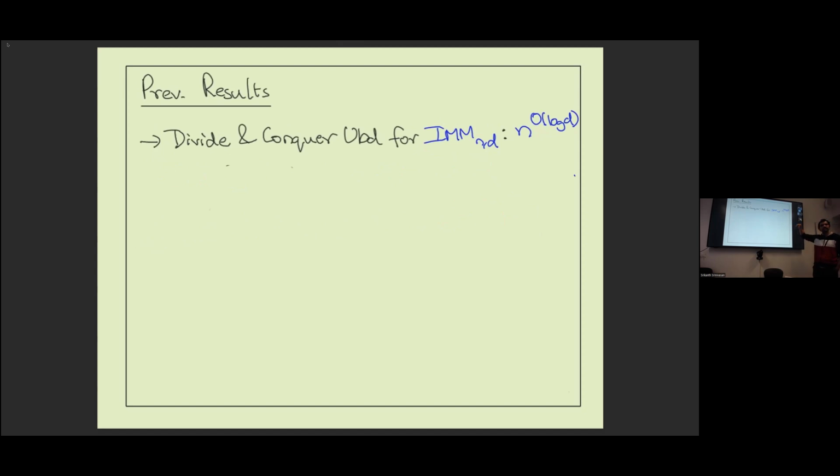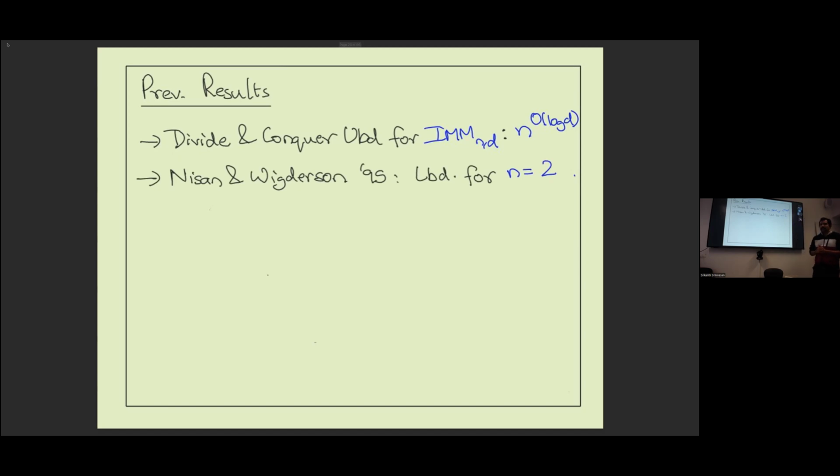So as we saw already, there's this divide and conquer upper bound, a very simple construction, of size n to the log t. And if you stare at this construction, we're not doing anything unexpected. We're never multiplying two variables in the same matrix, for instance. Okay, so this construction is very much set multilinear. So this is a set multilinear upper bound of n to the log t.